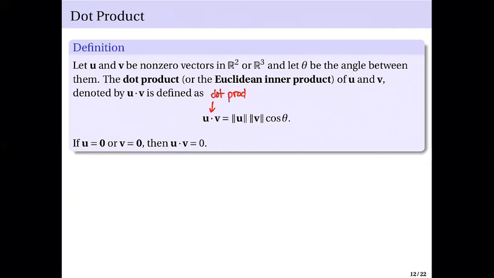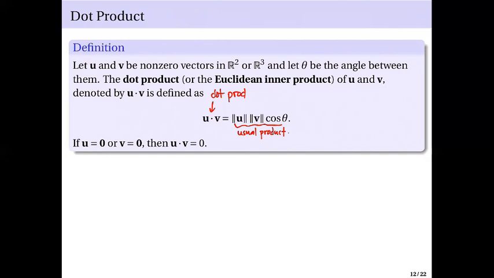Okay, and this guy here, this is just your usual product, multiplying two numbers or three numbers, etc. Okay? So there is no usual multiplication in the space of vectors, or the vector space. We don't have usual multiplication there. We have what we call the dot product, okay?